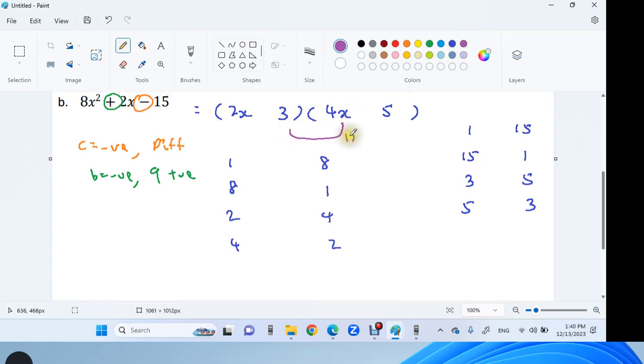So we have 3 and 5 here. This is 12x and this is 10x. Because B is positive, the larger value will be positive. Then we have negative here. So plus minus then become 2x. So 2x is the B.